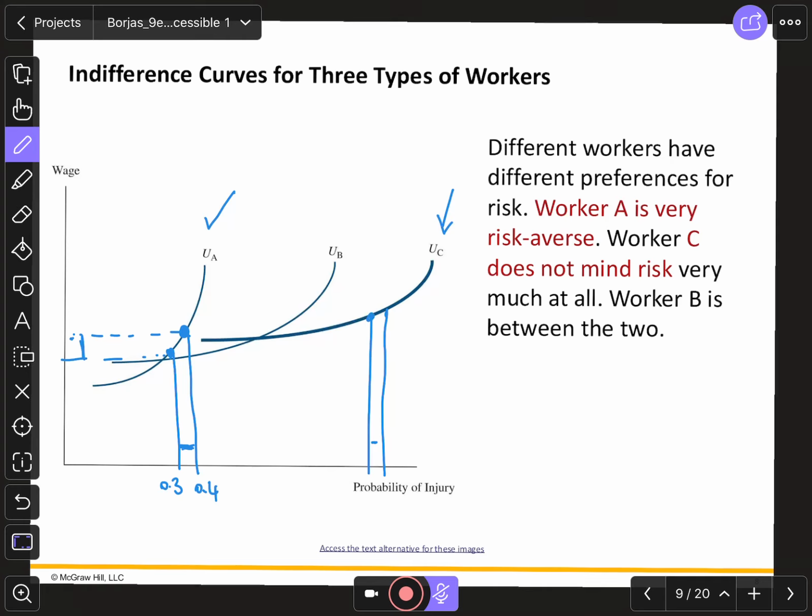This person has a flatter indifference curve, and as you can see, if we go all the way here, the difference is going to be just the minimum compared to person A. So this person does not mind risk, does not have to be bribed by a high amount to convince him or her to increase the probability of injury. But this person is risk averse. You have to pay more in terms of wage for the person to accept an additional unit of probability of injury. And this person is the one in between the two.